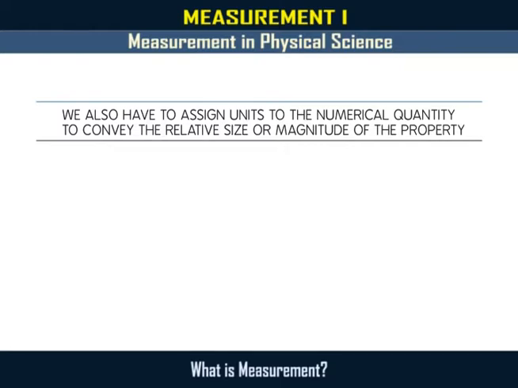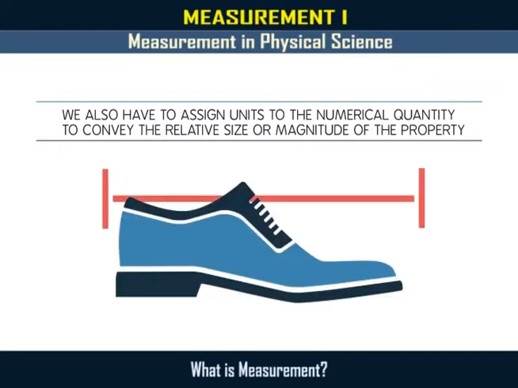For example, if I said the length of my shoe was 10, you wouldn't actually know how long the shoe was because there would be no context for what the 10 represents. In fact, this will only make sense if the number 10 had a unit of measure to go along with it.